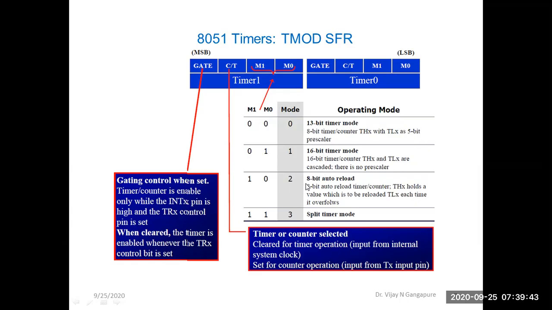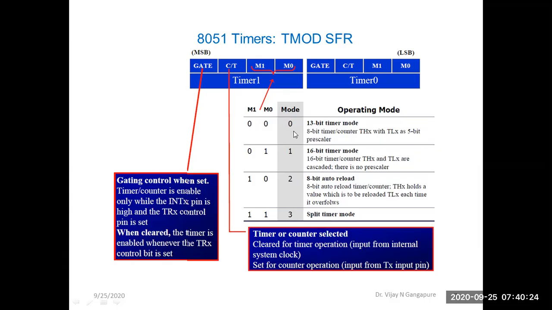Mode 2 is the 8-bit auto reload mode, in which case the value is only in TLX, that is the lower timer register. That will increment from the minimum value 00H to the maximum FFH. The initial count to be loaded is actually loaded in THX. We are going to study this mode 2 in detail. And mode 3 is the split timer mode, which we will also study.